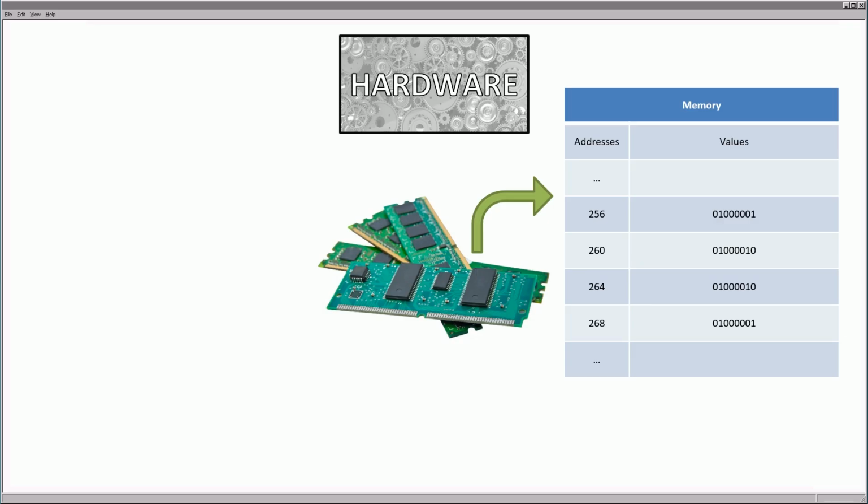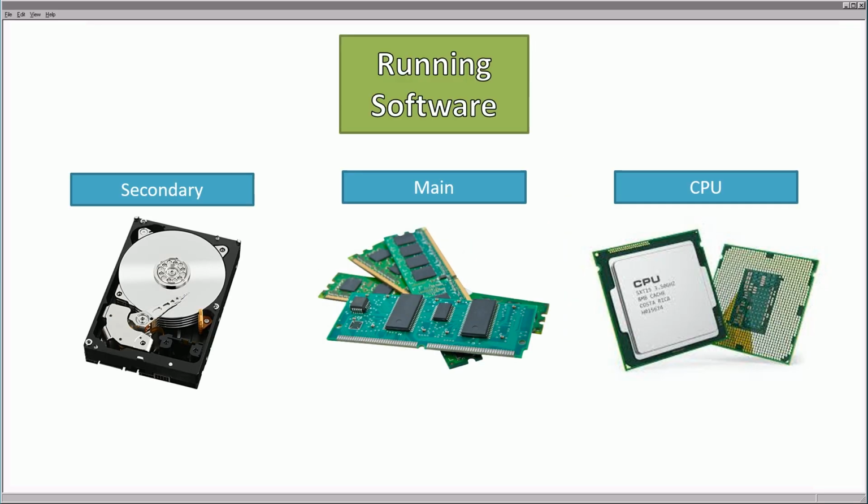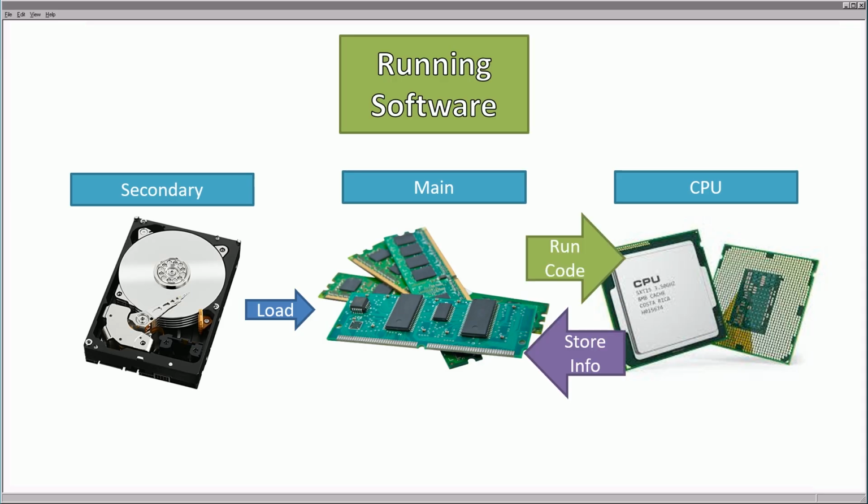the values. Now, putting all of this together, whenever we run software, what happens is you have your program stored on your hard drive, the secondary memory. This is then loaded into your main memory. From there, the main memory is accessed by the CPU and it runs the code. Also, the CPU utilizes the memory to store information related to the program. And it continues this loop until the program has been terminated.